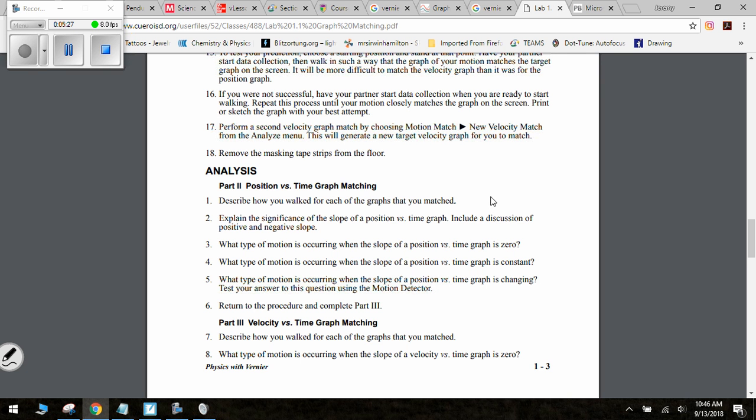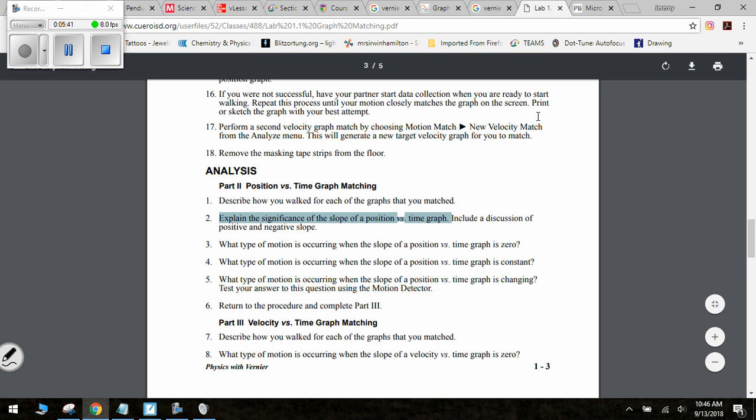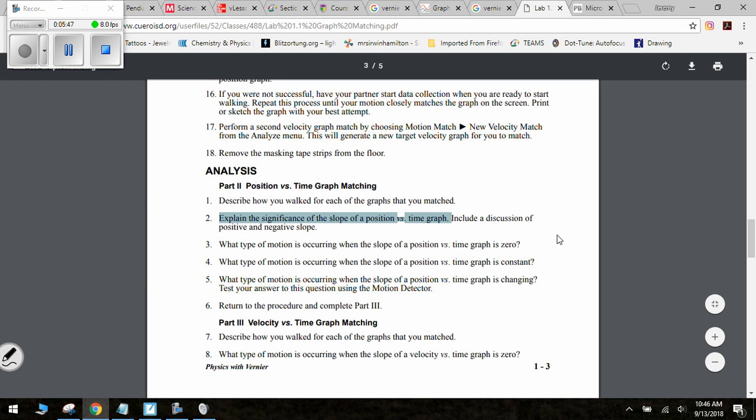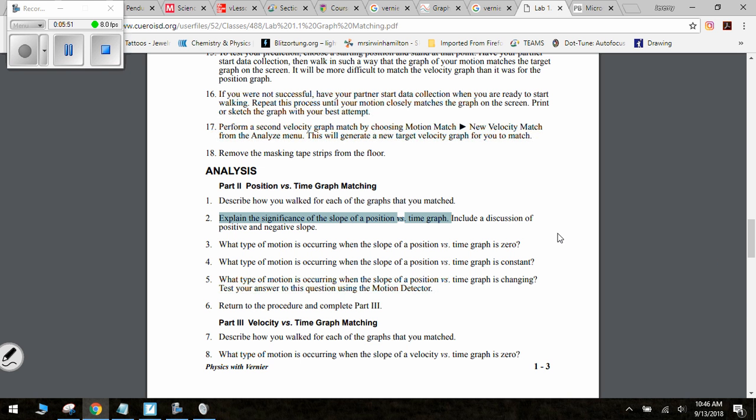All right. It says explain the significance of the slope of a position time graph. Now this is going to tie into what we're actually doing today. So what did y'all figure out the slope meant? How steep the slope was. How fast you were going. Now, positive and negative, what did that tell you? Which way you're going. It's telling you direction.